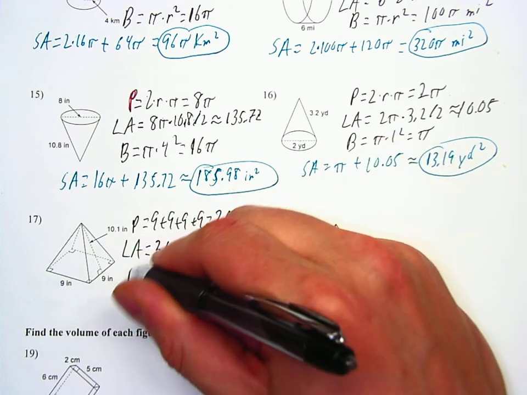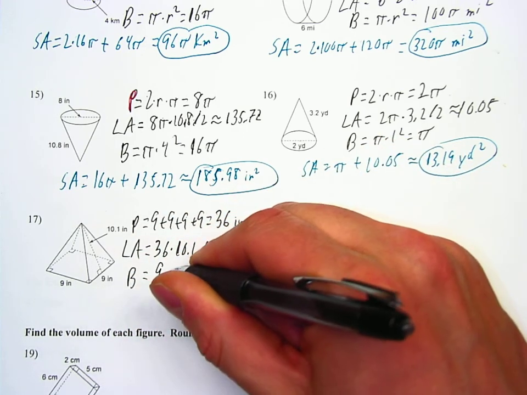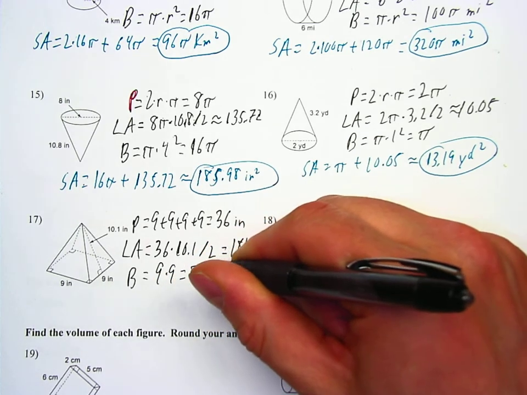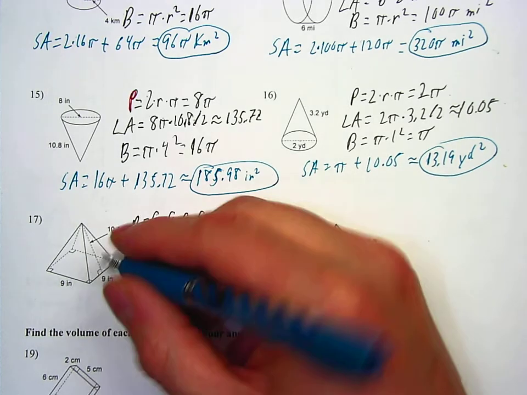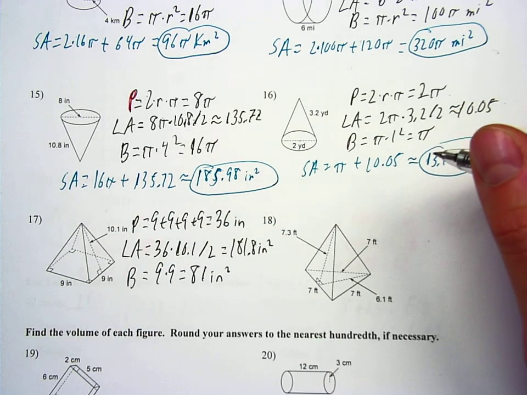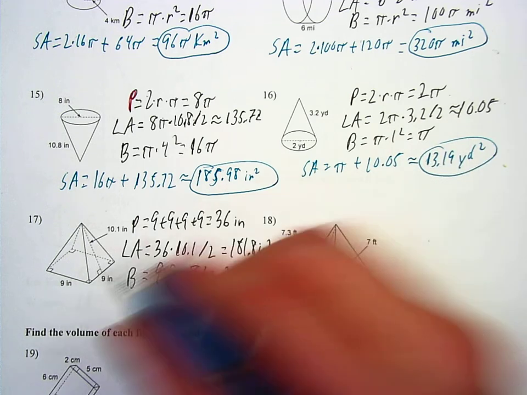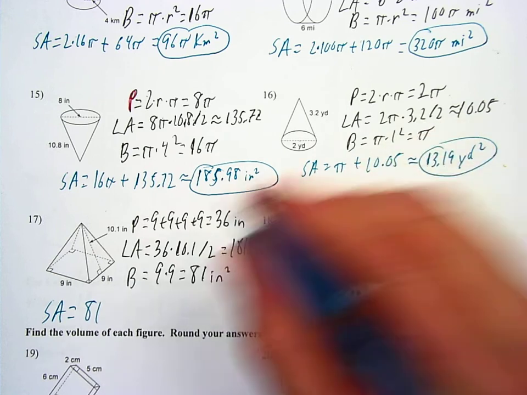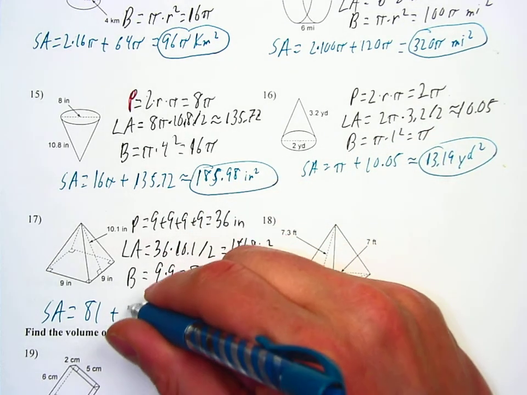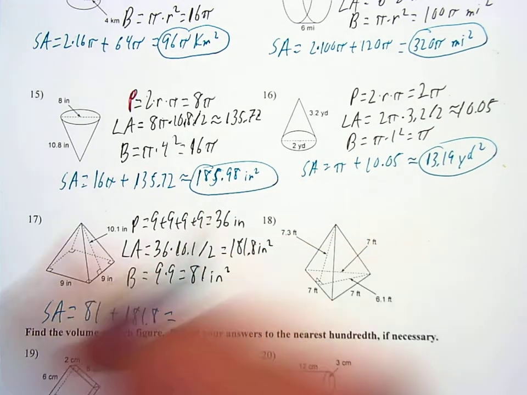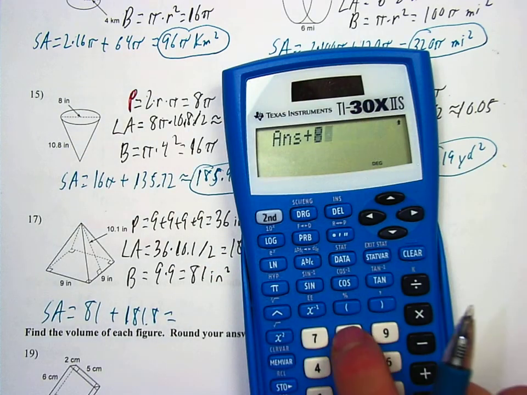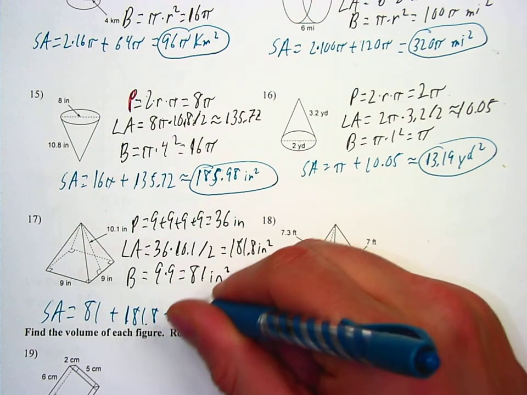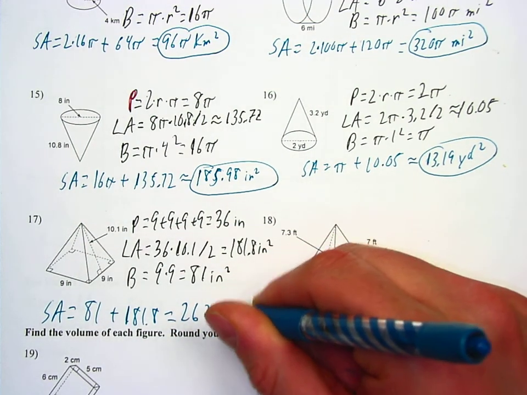The area of the base here is 9 times 9, length times width of a square, so 81 square inches. And again, because I'm doing a pyramid, I only have one base. I don't have the top and bottom of the pyramid, I just have the bottom. So to get the surface area, I'm just going to add that base, 81, with the lateral area, 181 and 8/10. On my calculator I'll get 262 and 8/10 for my surface area, in square inches.